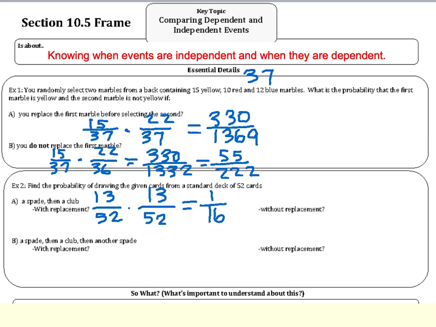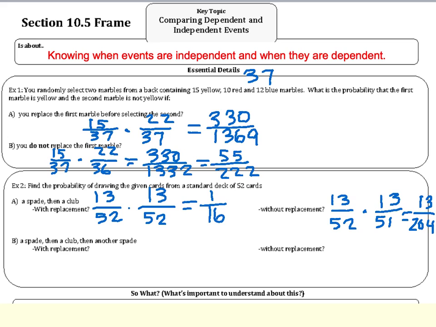So the next part here is if we do it without replacement. So I still have a chance, 13 out of 52 of getting a spade, but if I'm not replacing it, I only have 51 cards left in my deck. So my probability of getting a club then is 13 out of 51. And if you multiply that and then reduce it, you get 13 out of 204.